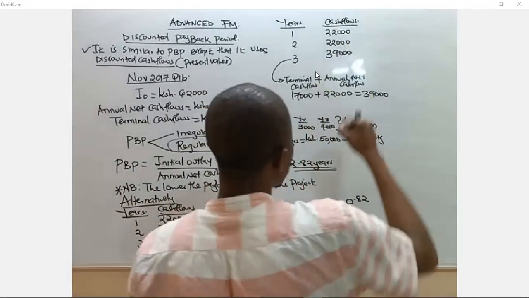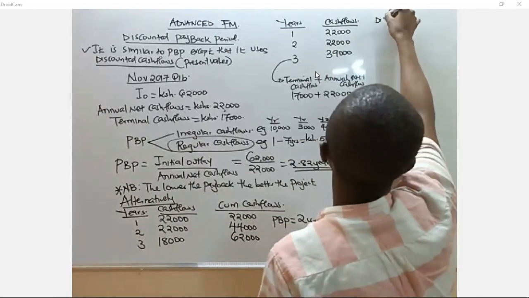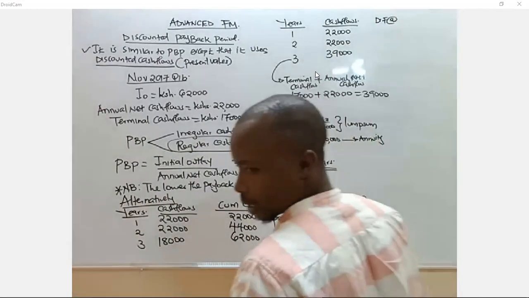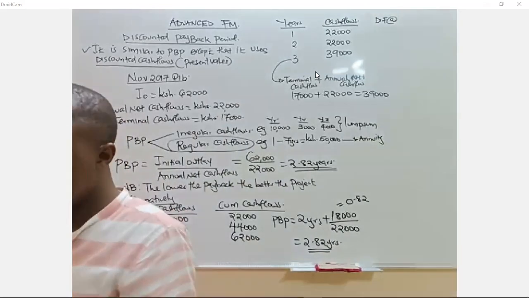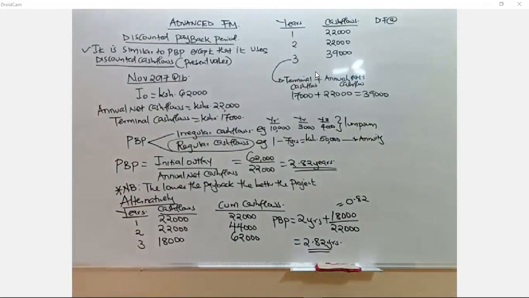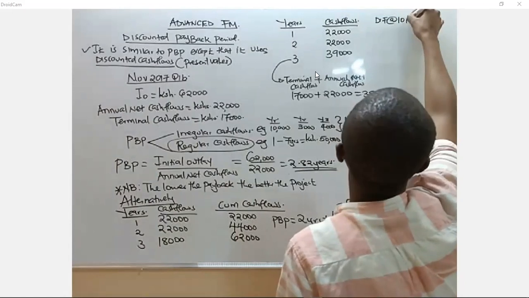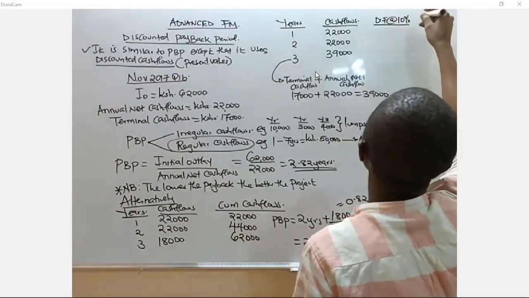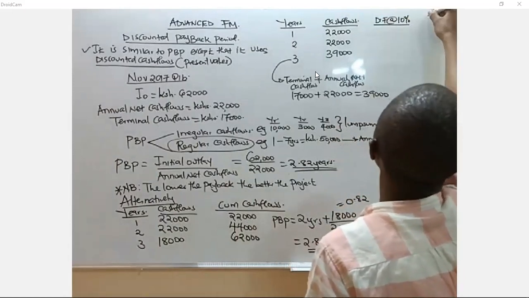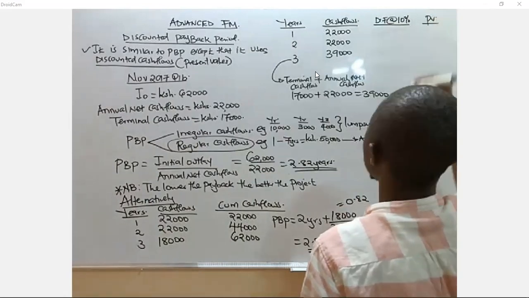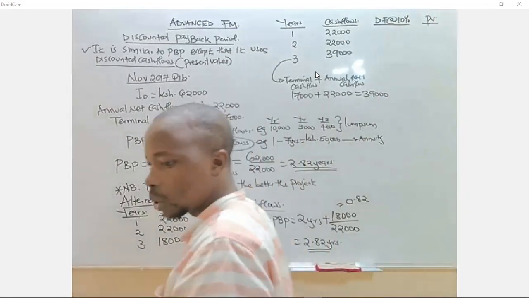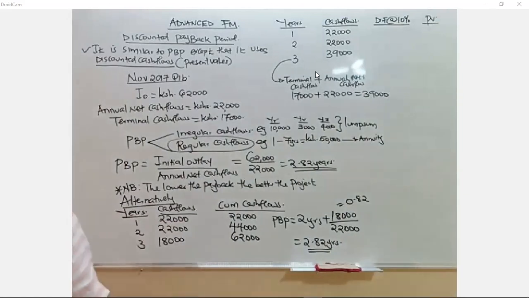Let us look at our discount factors. At what rate? When you look at that question, our discount factor is at the rate of 10%. So once you look at the discount factor at the rate of 10%, we get our present value. Ask yourself, what is our discount factor?